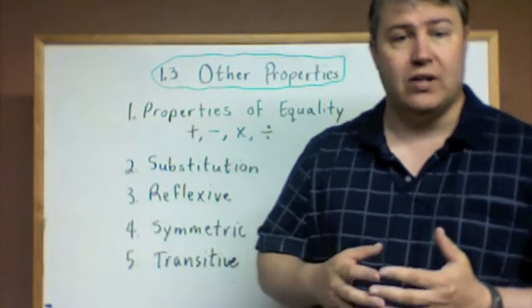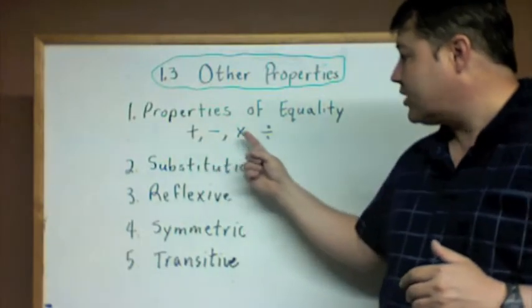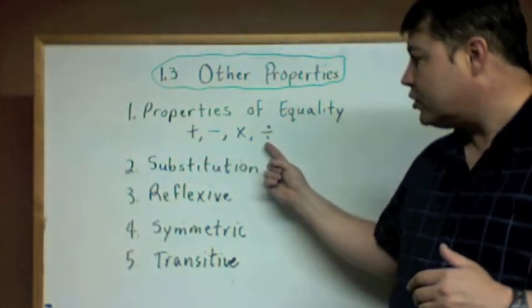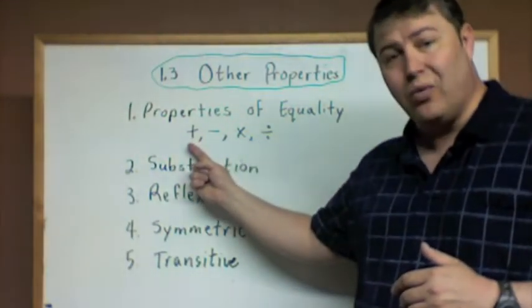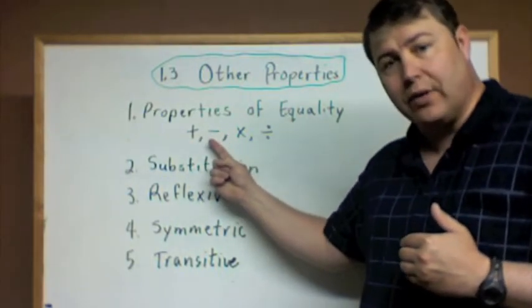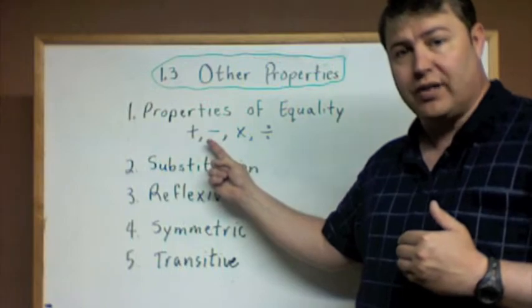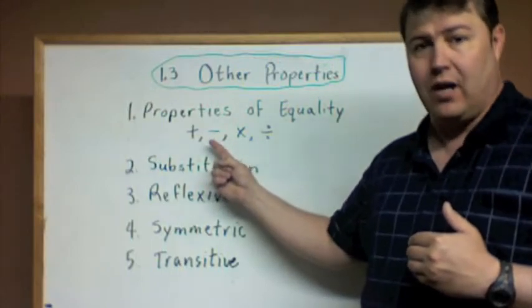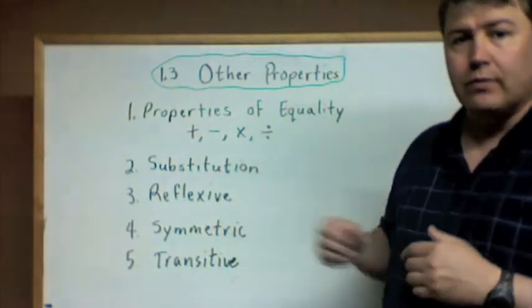So these are properties of equality: addition, subtraction, multiplication, and division. So whenever I add something to one side, I have to add the same thing to the other. Whenever I subtract something from one side of an equal sign, I have to subtract the same thing from the other. And so it goes, all right?